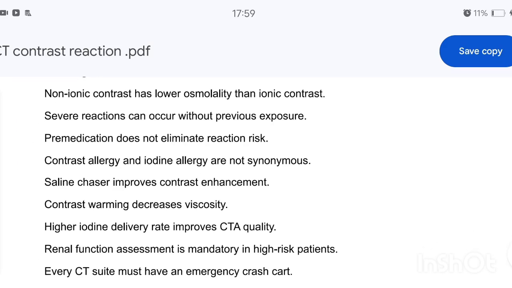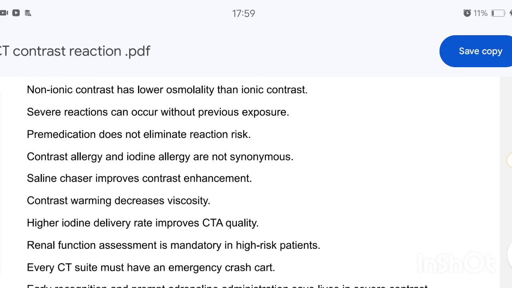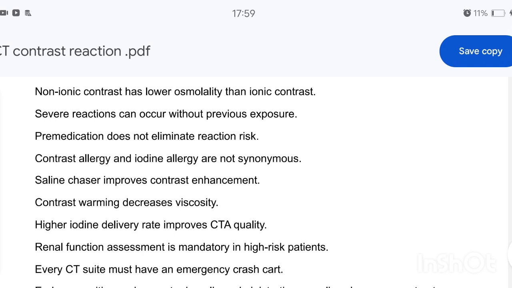Now we discuss some important facts about CT contrast. Non-ionic contrast has lower osmolarity than ionic contrast. Severe reaction can occur without previous exposure. Premedication does not eliminate reaction risk completely. Contrast allergy and iodine allergy are not synonymous. Saline chaser improves contrast enhancement.